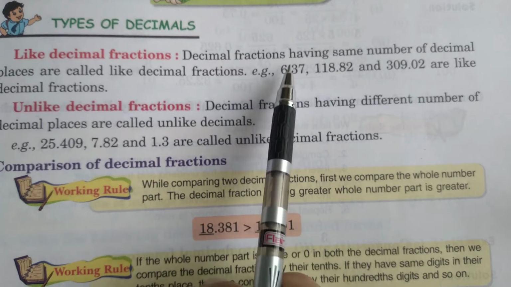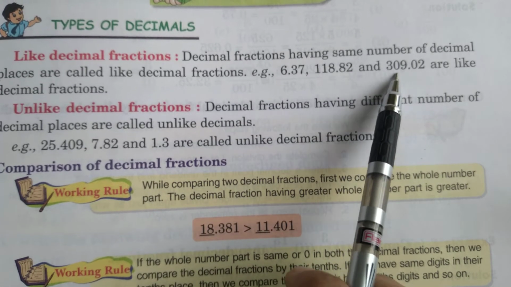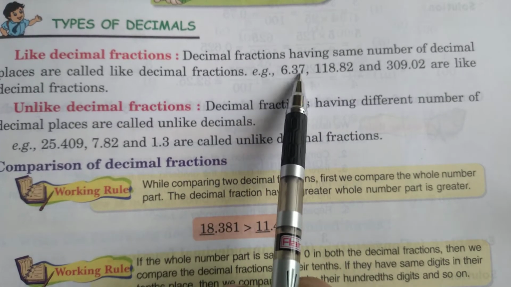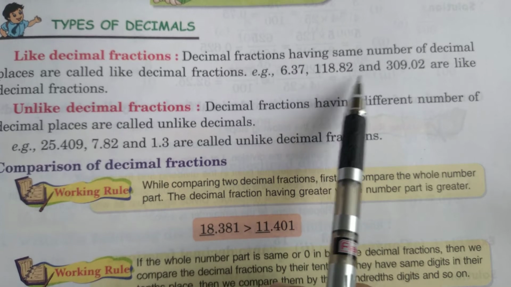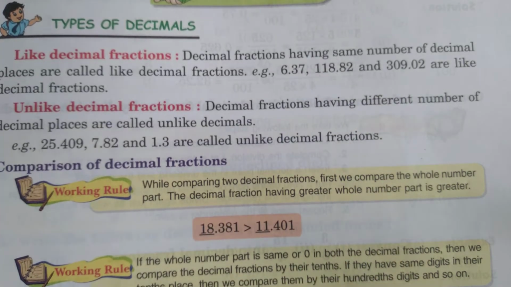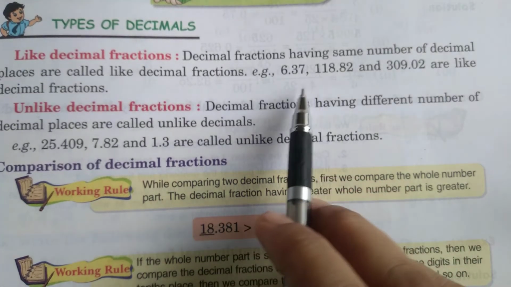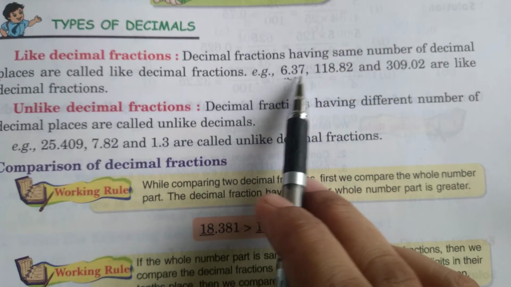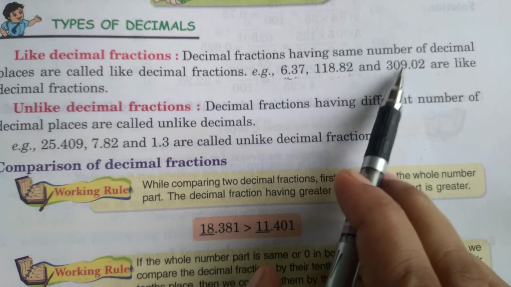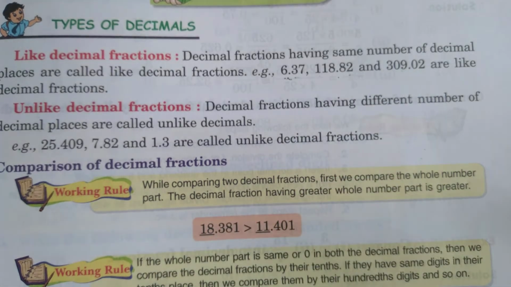What is the meaning of this? See these decimal numbers: 6.37, 118.82, 309.02. What is common here? Decimal places are the same. After the decimal, 2 places, 2 places, 2 places. When after the decimal there are the same number of places, it is called a like decimal fraction.